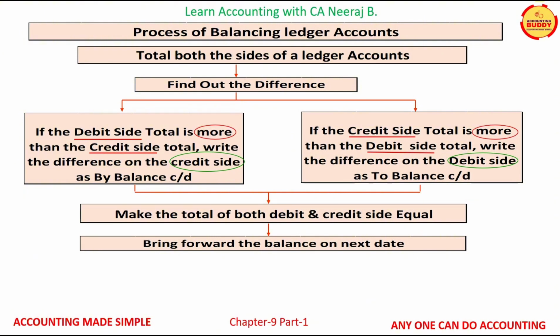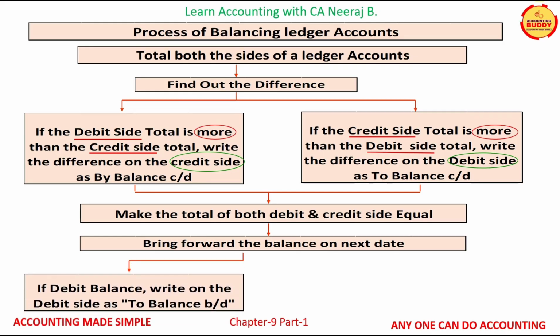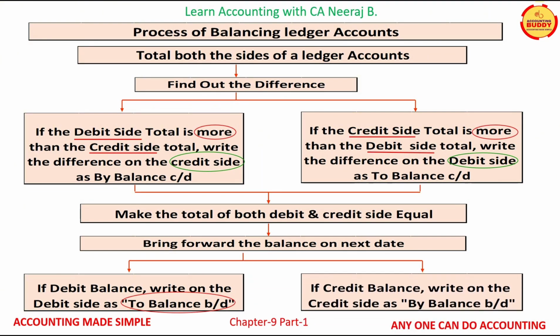If the closing balance of a ledger account is debit, then write on the debit side as "to balance brought down" on the first day of the next accounting period. And if the closing balance of a ledger account is credit, then write on the credit side as "by balance brought down" on the first day of the accounting period.